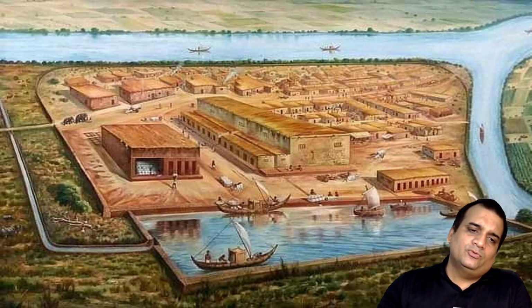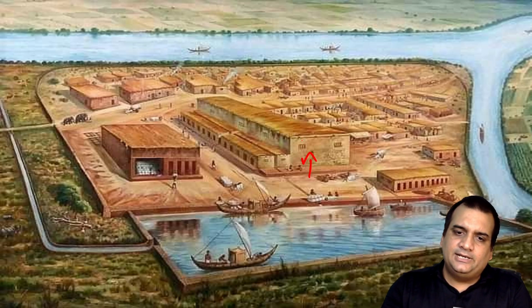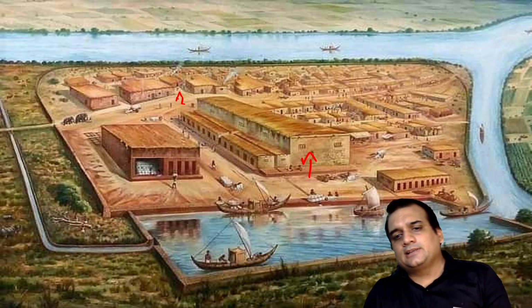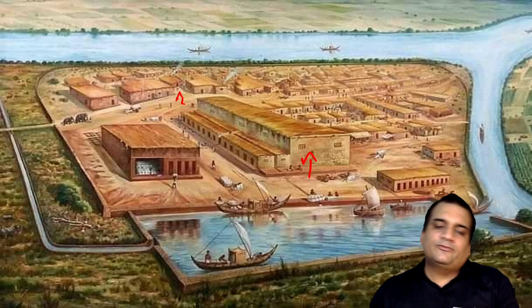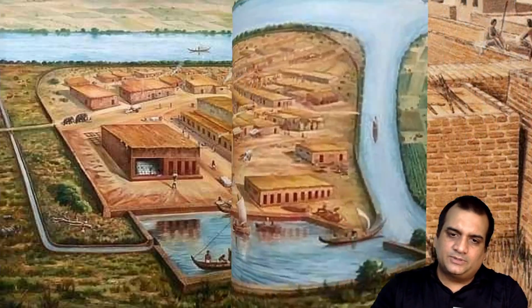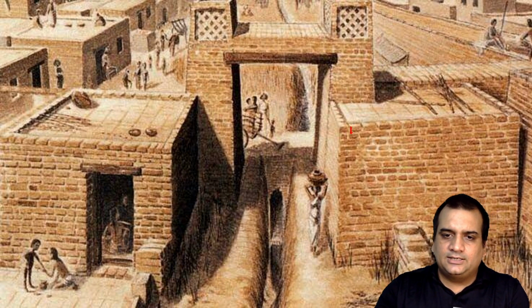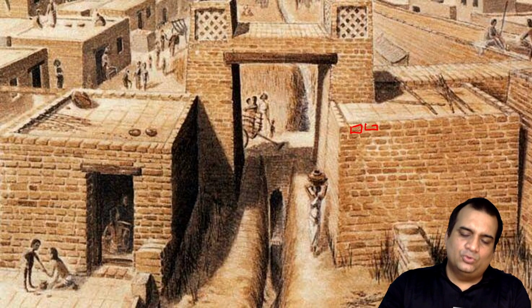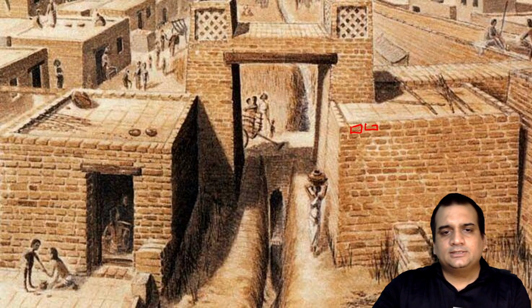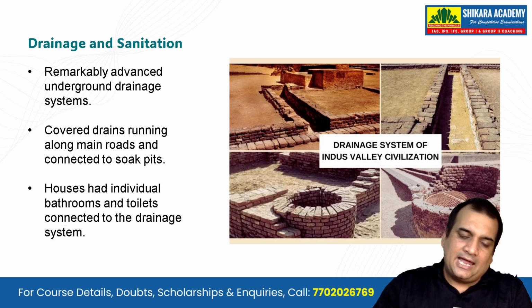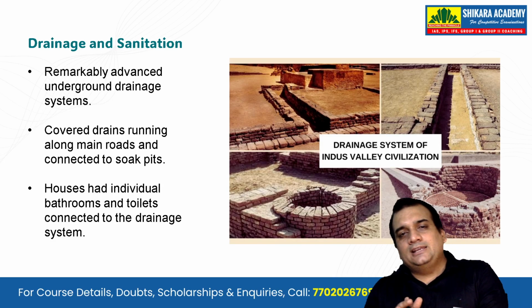And one more thing you should find here, you are seeing some large buildings. These were non-residential buildings that were made for granaries and other public purposes. And the depiction here is showing you the burnt bricks that were used to make these houses. And obviously it was a marvel at that time. And this is again very interesting.